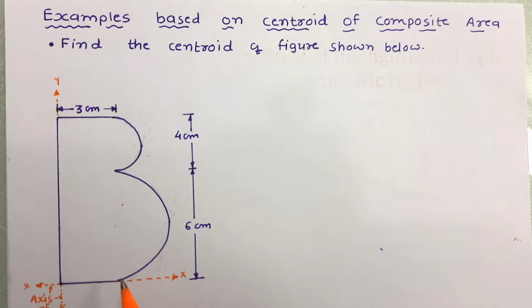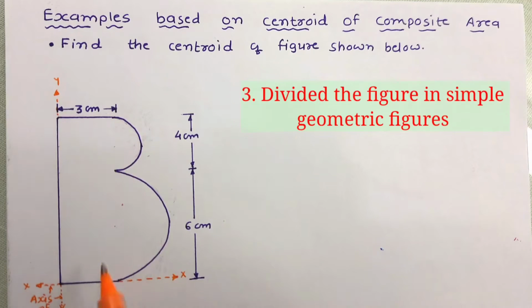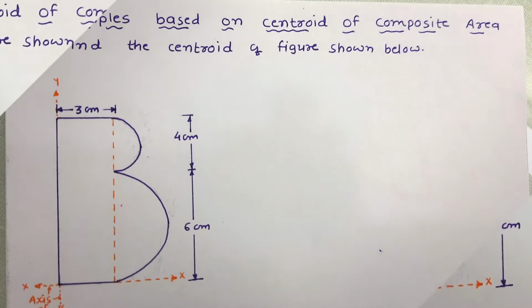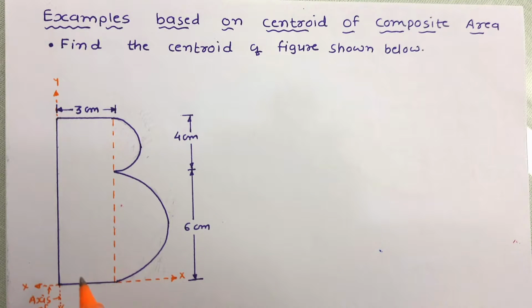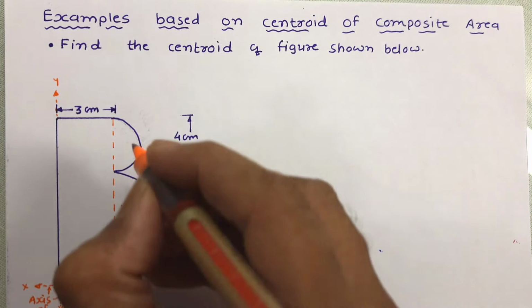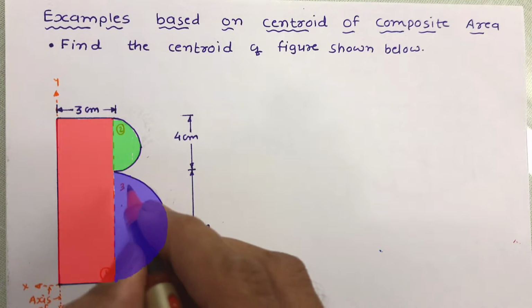Next step is to divide the figure into simple geometric shapes. So here we can divide the figure into one rectangle and two semicircles. So let us do it. Looking at the figure, we can divide the figure into these three shapes. This is the first one, a rectangle. This second is a semicircle, and this is one more semicircle.